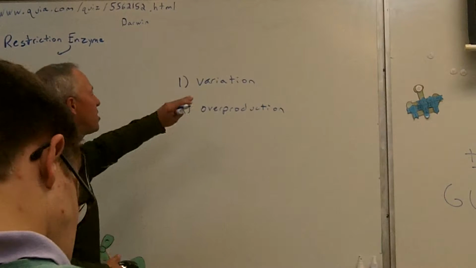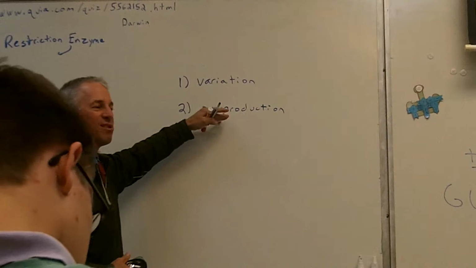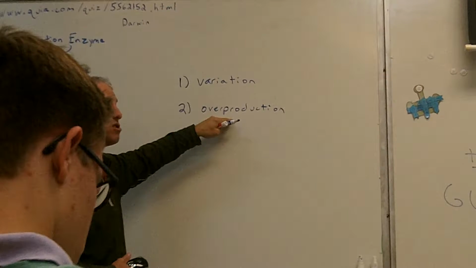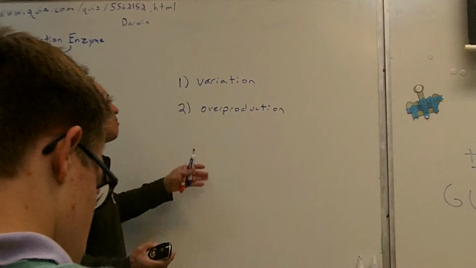So there's an overproduction. There's more born than can possibly survive. So some have to die. That's just one of the laws of nature, as Darwin saw it. And I don't think anyone would argue with that either.